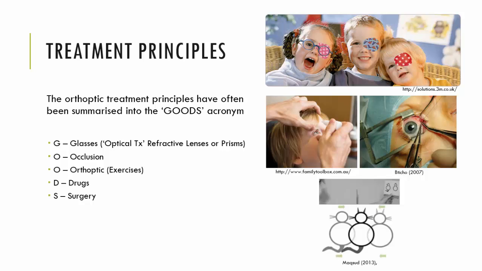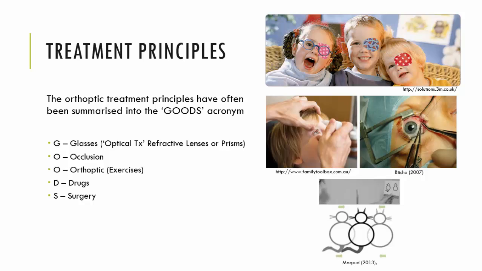Now, the orthoptic treatment principles are often categorised or summarised in an acronym called GOODS. And you can see here, I've listed the acronym: G for glasses, O for occlusion, the next O for orthoptics, meaning orthoptic exercises, D for drugs, and S for surgery. And within that acronym are the 5 options we have in managing a patient with strabismus. And they are in relative order of how we would consider managing a patient.